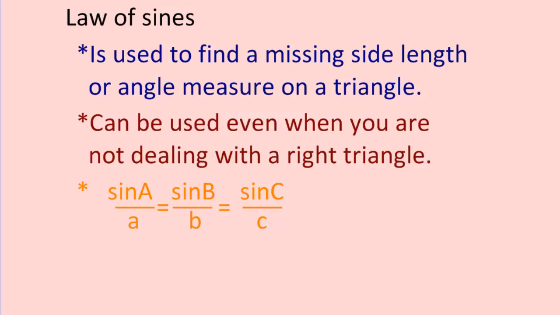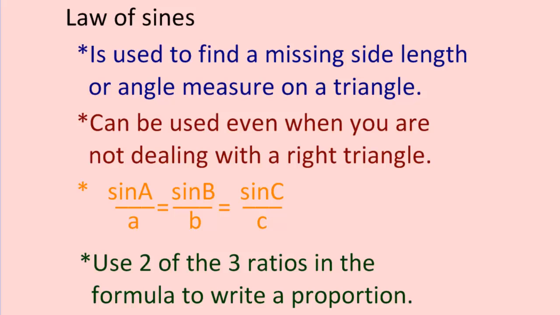Now, it might seem weird to have 2 equal signs in a formula. The fact of the matter is you don't need to use both equal signs. There's 3 ratios, there's 3 fractions written here, but you only need to pick 2 of them to work with at a time. What you're going to end up doing is using 2 of the 3 ratios in that formula to write a proportion. And of course, once you've written the proportion, you can cross multiply to solve.